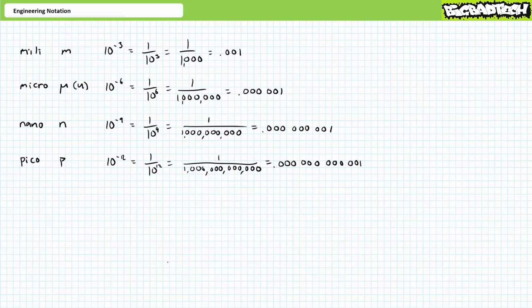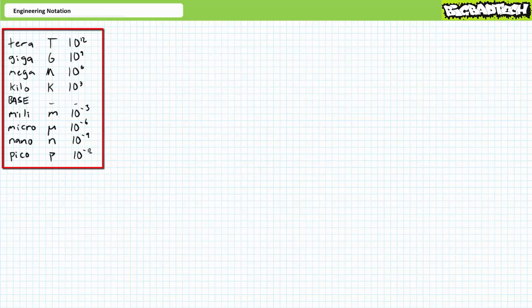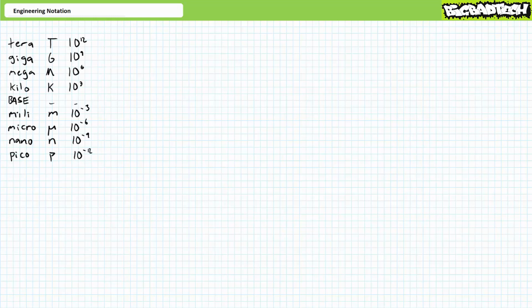Let's combine this new set of prefixes associated with small numbers with their earlier set associated with large numbers. And now present to you the set of the most commonly used engineering prefixes covering the spectrum from the unimaginably large to the inconceivably small, a trillion to a trillionth. 10 to the 12th, tera, or big T. 10 to the 9th, giga, or big G. 10 to the 6th, mega, or big M. 10 to the 3rd, kilo, or lowercase k. The base unit necessitates no prefix.